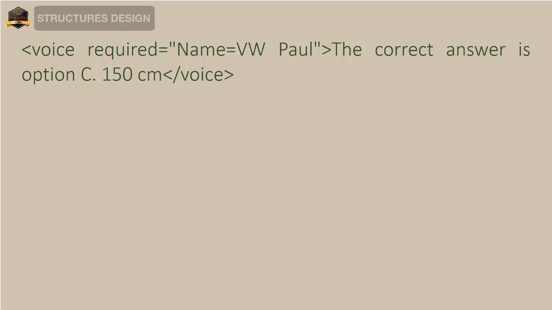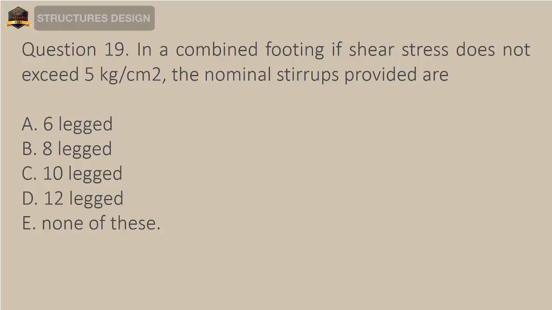Question 19. In a combined footing if shear stress does not exceed 5 kg per centimeter 2, the nominal stirrups provided are A. 6-legged, B. 8-legged, C. 10-legged, D. 12-legged, E. none of these. The correct answer is option B, 8-legged.